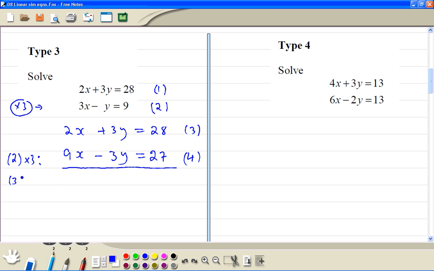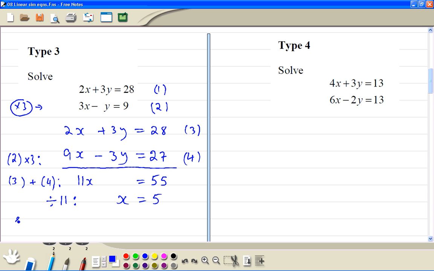So we say equation 3 plus equation 4. So 9 plus 2 is 11x. Then y is eliminated. 27 plus 28 is 55. Now we divide by 11. So we get x is equal to 5.